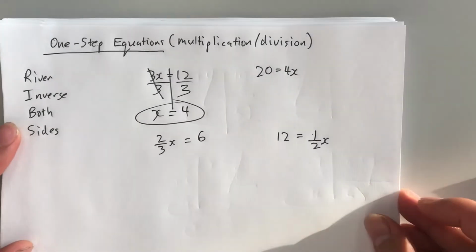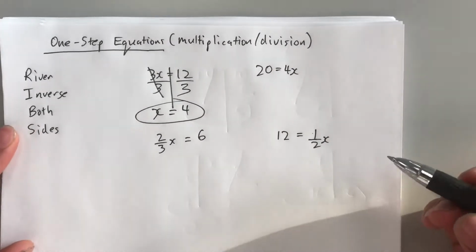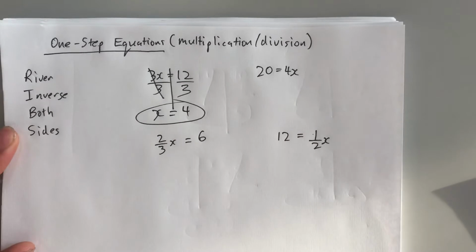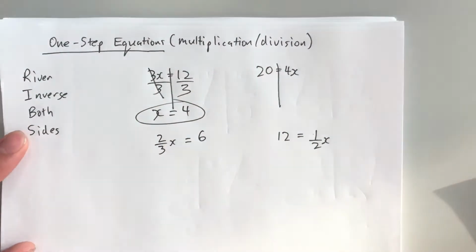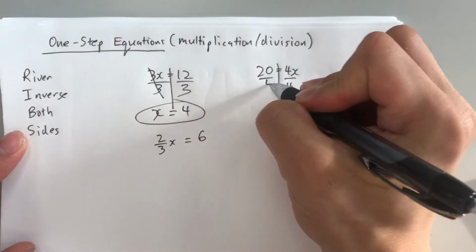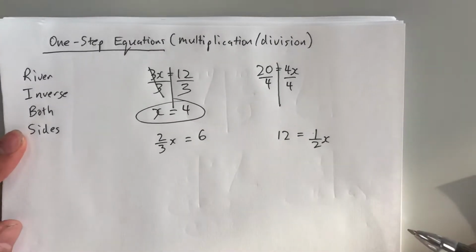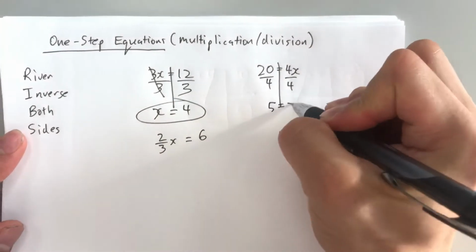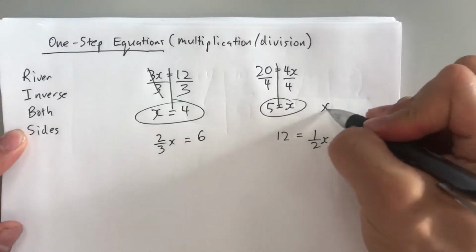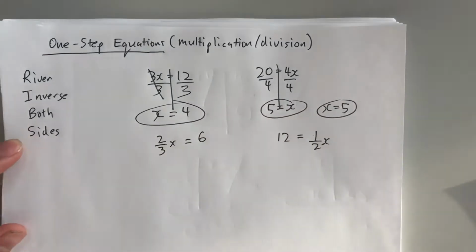Okay, one more time, notice how it doesn't matter where the variable is, the framework helps you solve for any single equation possible, right? So you drop the river, you divide by 4 on both sides because it's 4 times x right now, so 20 divided by 4 gets you 5, so you get 5 is equal to x. Or you could state it the opposite way, x is equal to 5.